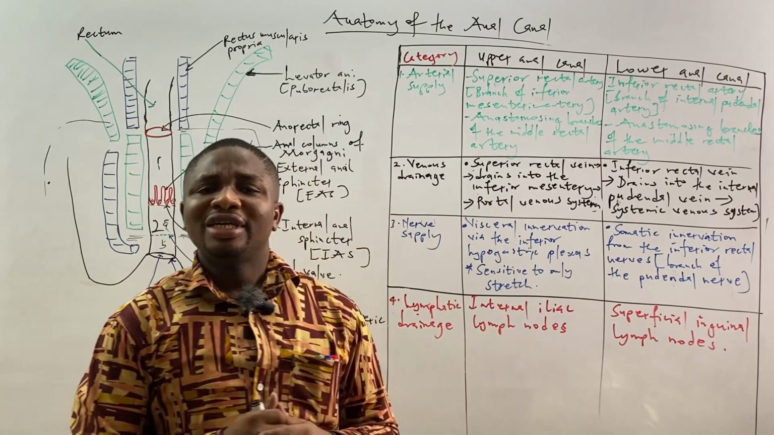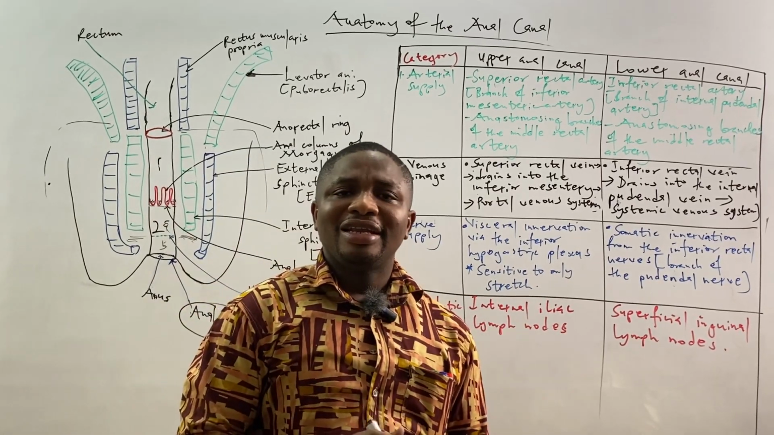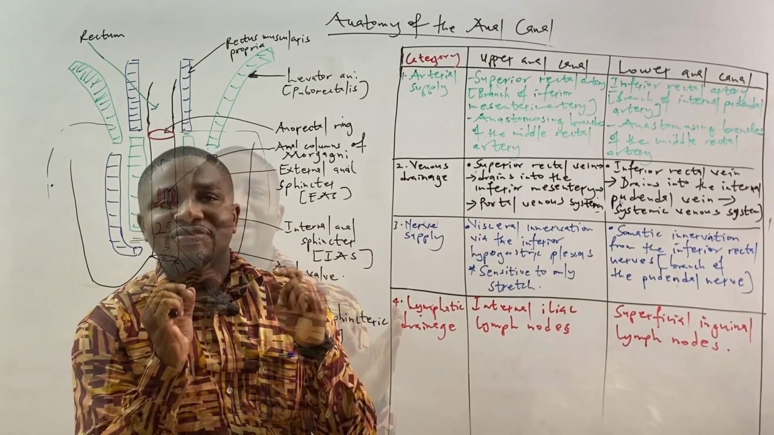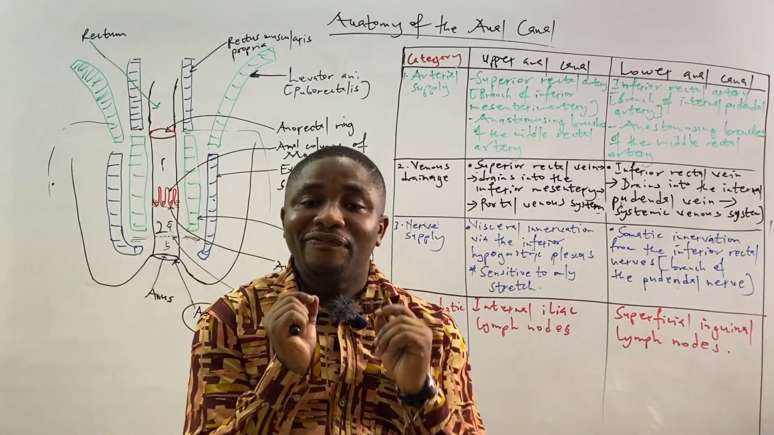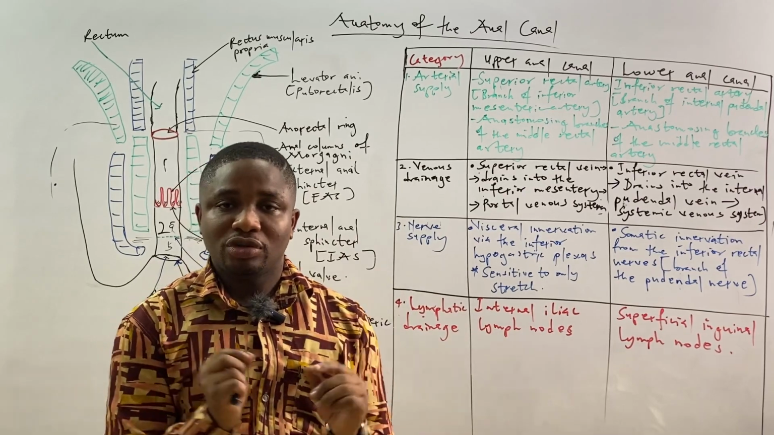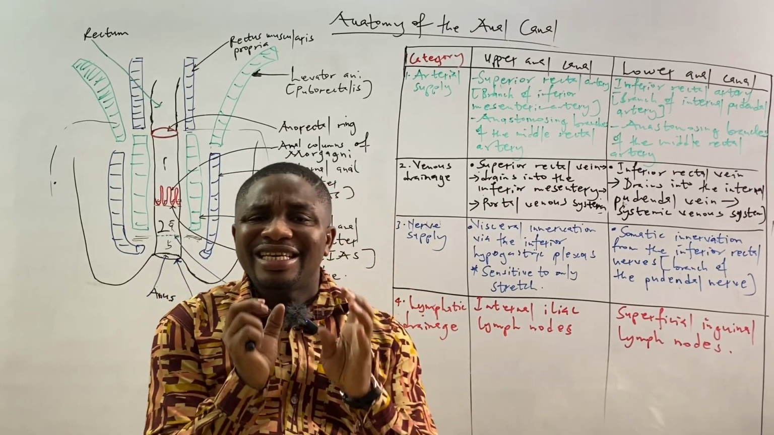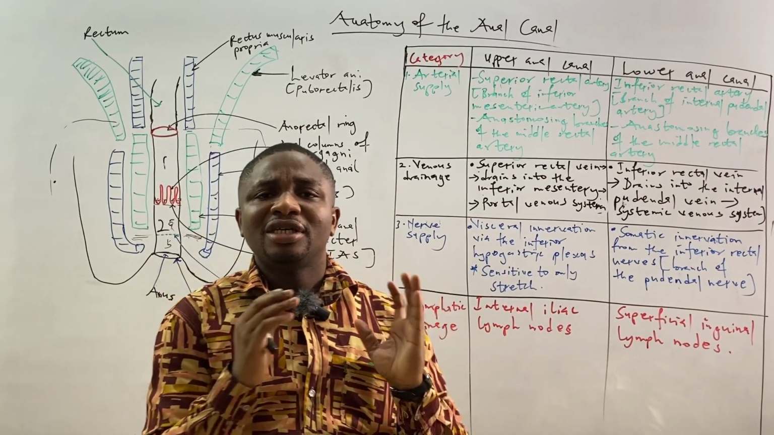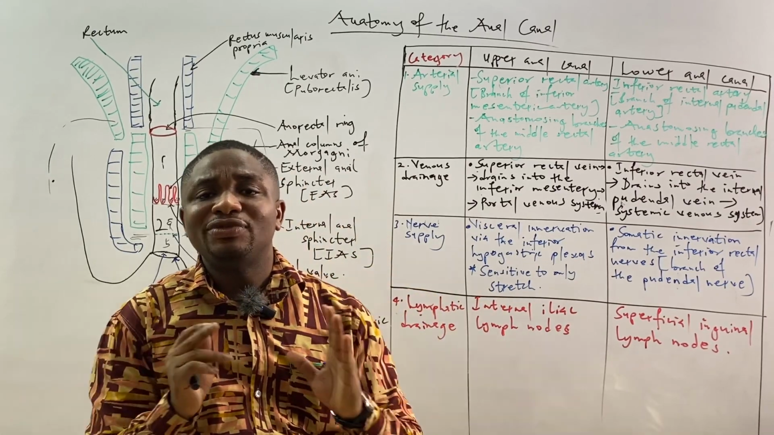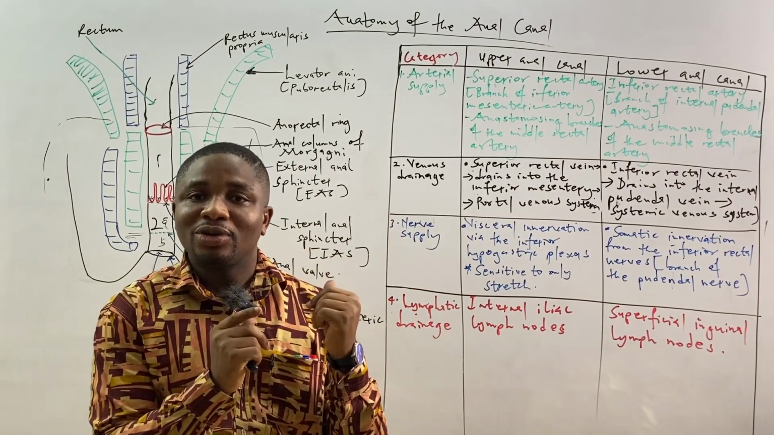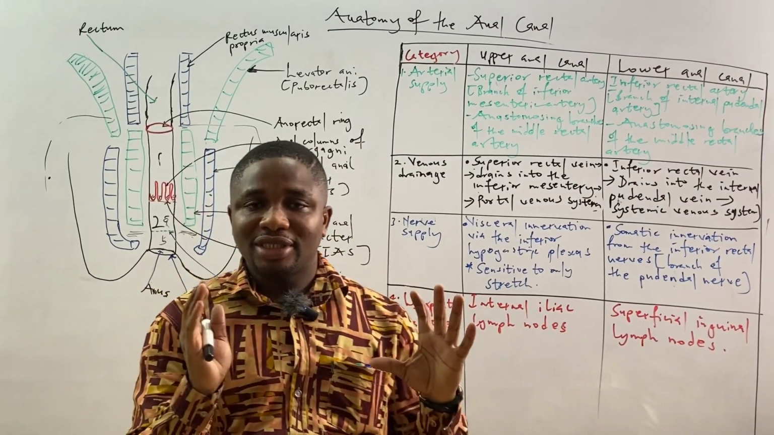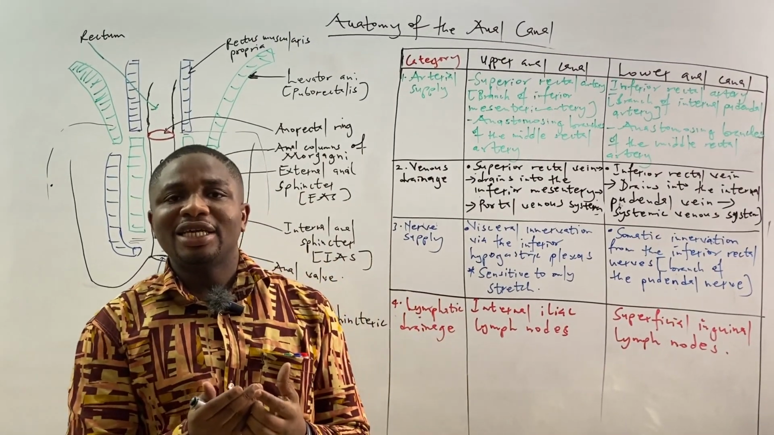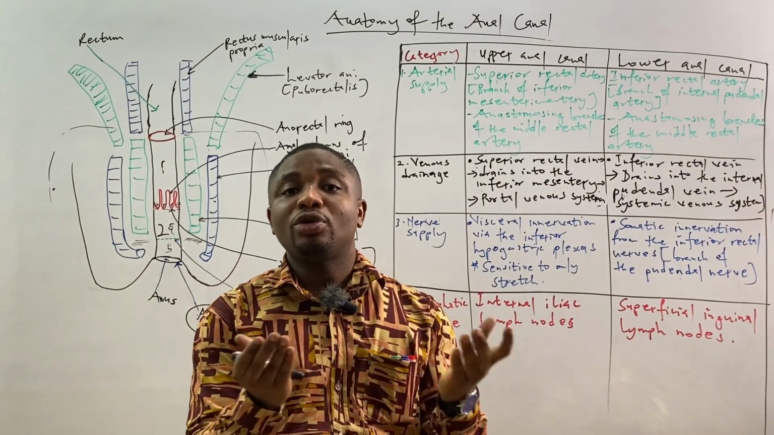Now let's move on to the nerve supply. The upper anal canal receives visceral innervation from where? Via the inferior hypogastric plexus. And this visceral innervation makes it only sensitive to stretch. Please take note of that. This is a high-yield concept. It is only sensitive to what? Stretch. And if you want to apply this, then you can go into the world of hemorrhoids.